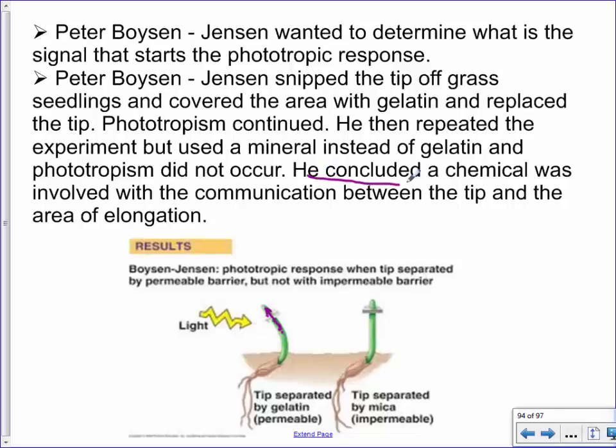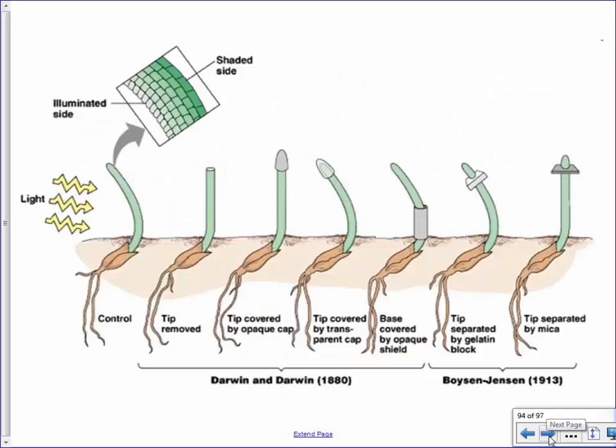So here's his conclusion. He concluded there must be a chemical involved. And he eventually isolated that chemical and had a name for it, which I have coming up sometime on the next slide. Here's another example of pictures, though, just to illustrate all these experiments. Here's Darwin's experiment. So first experiment, light hits it.